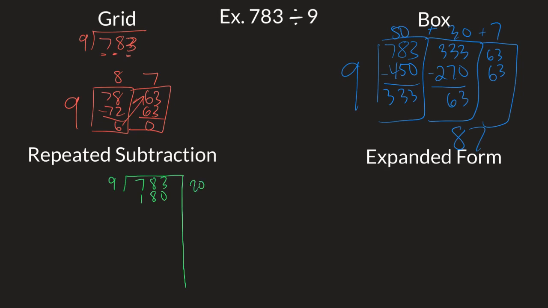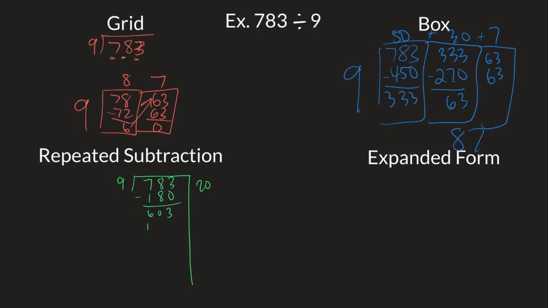9 times 20 is 180. And we're going to subtract this, and we're going to end up with 603. And again, oh man, we can go really high, like 360, 450, 560. But again, we're not good at multiplication. So let's stay with the 180. And again, that's 20. And we'll subtract this, and we end up with 423.